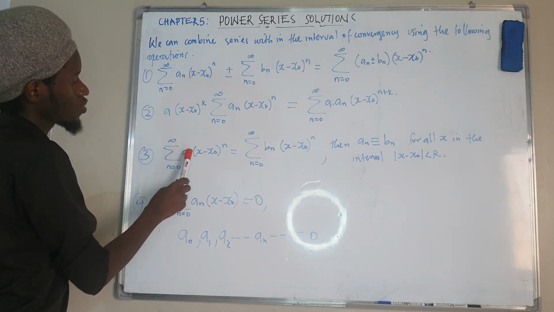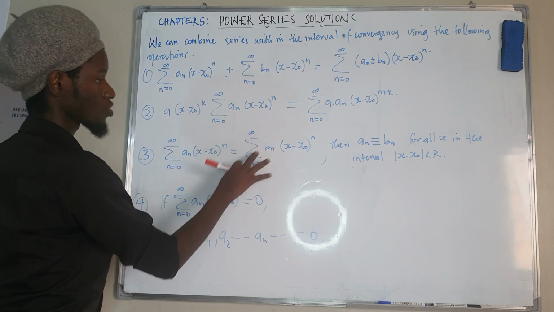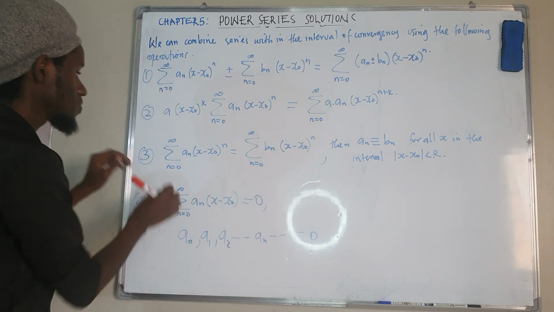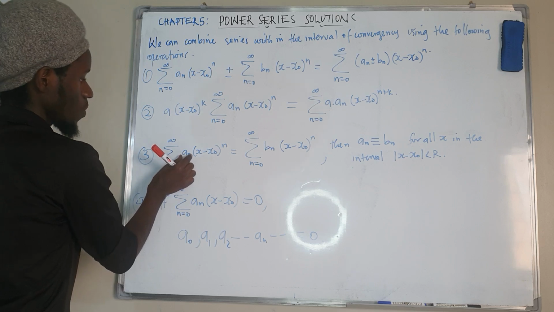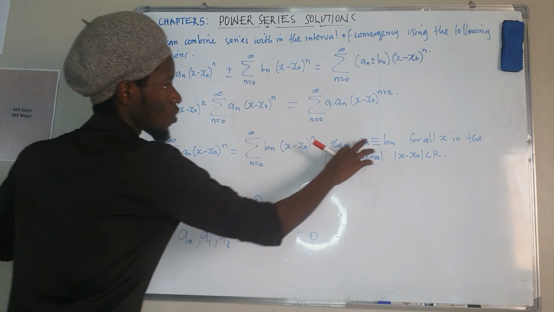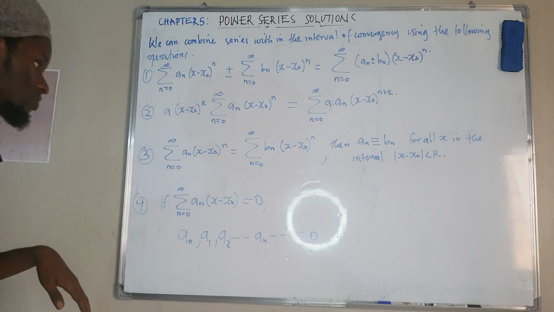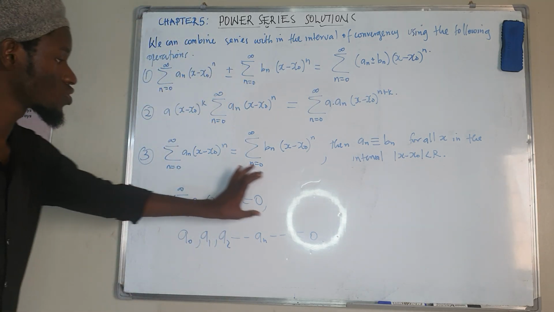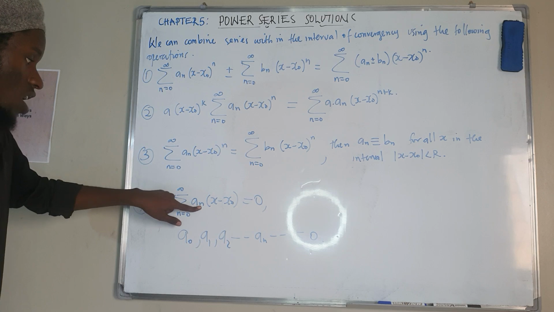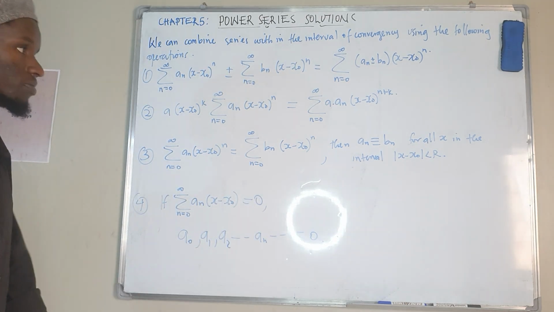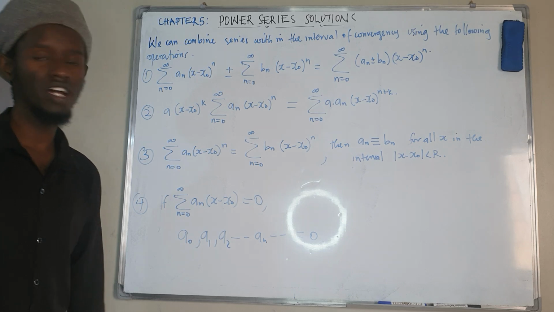If I have two power series equating themselves, the summation from n equals 0 to infinity of an times (x minus x naught) power n equals the summation from n equals 0 to infinity of bn times (x minus x naught) power n, this means the coefficients an and bn are equal for all x in the given interval, |x minus x naught| less than r. And if the power series equals 0, then all the coefficients are 0, so we just compare them with the zero coefficients.